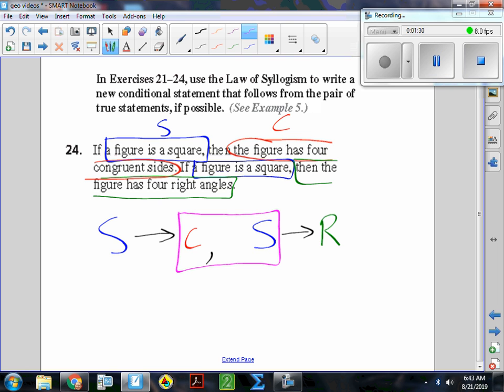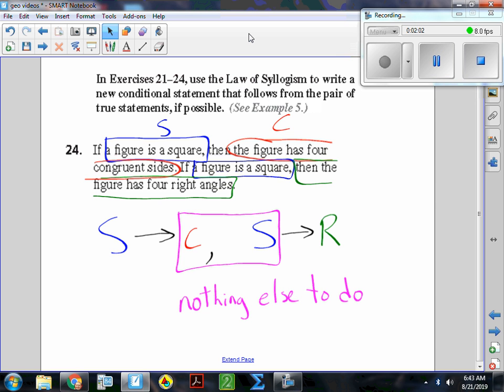So because these don't match, what I know is that if a figure is a square, then it has both of these other characteristics. It has 4 congruent sides and it has 4 right angles. But that's not the law of syllogism. The law of syllogism would try to shortcut something and combine the rest, like we did in number 23. So there is no valid way of rewriting this to another statement. In other words, there's nothing else to do here. So law of syllogism cannot be used on number 24.